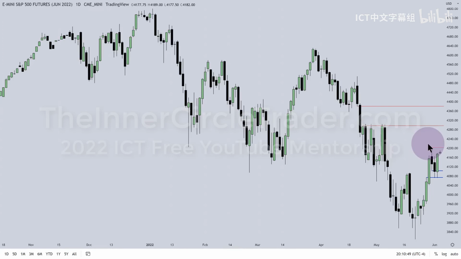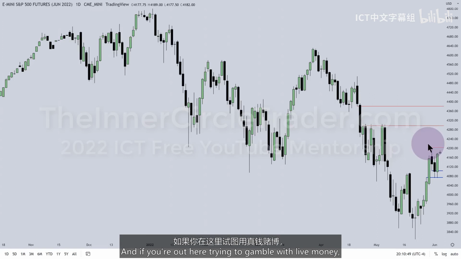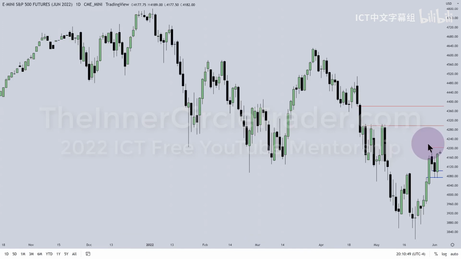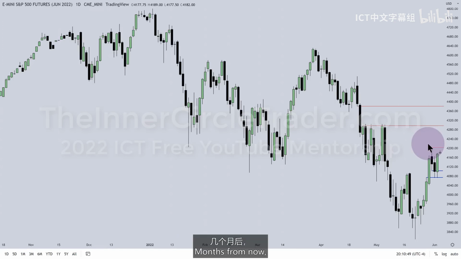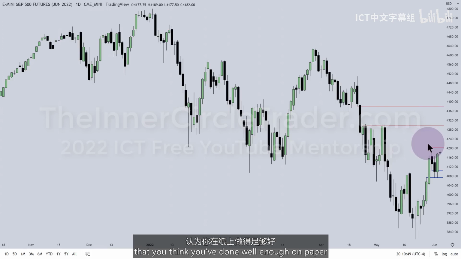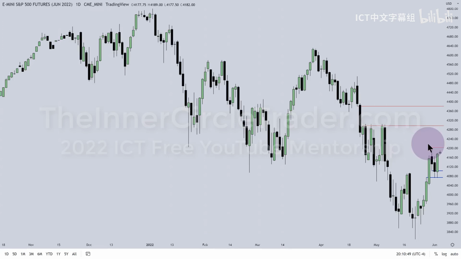It doesn't do anything. But you don't have the experience to weather something that's very volatile and can be jarring to you. Okay, and if you're out here trying to gamble with live money, which is what none of you should be doing, if you're in here learning how to read price, that's why you're here, to learn how to read price. Months from now, if you come to the conclusion that you think you've done well enough on paper and then demo consistently, if you decide to go into live trading, you've done that on your own. I've done nothing to instigate that or try to get you to do it, okay?